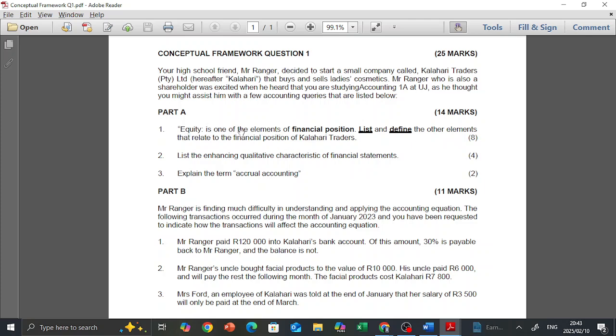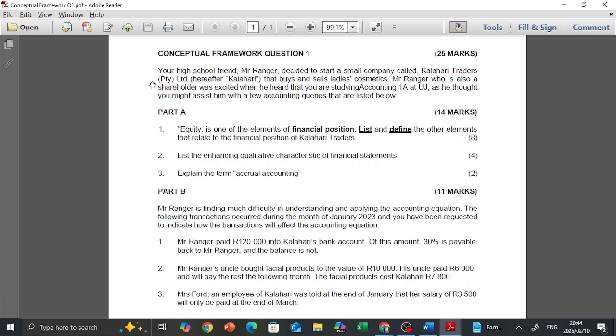Equity is one of the elements of financial position. List and define the other elements. List the enhancing qualitative characteristics of financial statements and explain the term accrual accounting. I kindly ask you guys, after I have read the scenario up here, may 3 people please answer these questions for me? Anyone, you will just raise your hand when I request you to. Read the question carefully. We've already covered all of this last week in our classes.